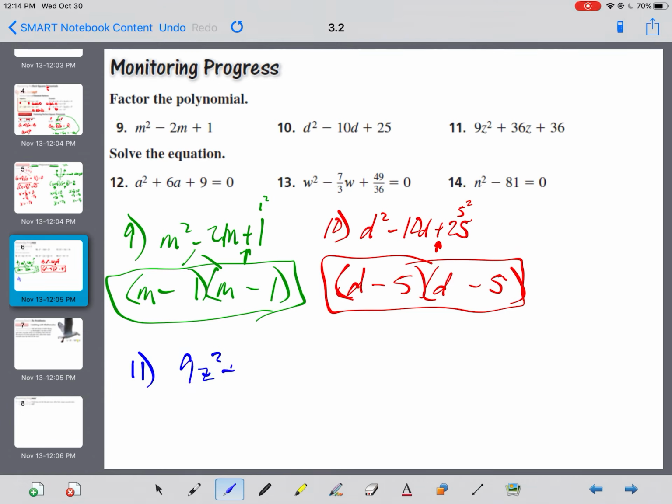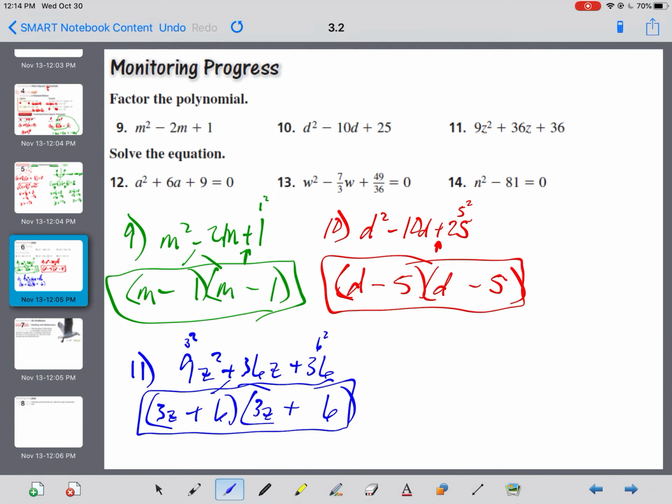Let's try 11. 9z squared plus 36z plus 36. So that could be 6 squared. This could be 3 squared. So let's try it. Each one gets a 3z. Each one gets a 6. They're both plus, like the middle. So let's see. 3 times 6 is 18z. 6 times 3 is 18z. 18 plus 18 makes 36z. So yes, it was a perfect square trinomial.